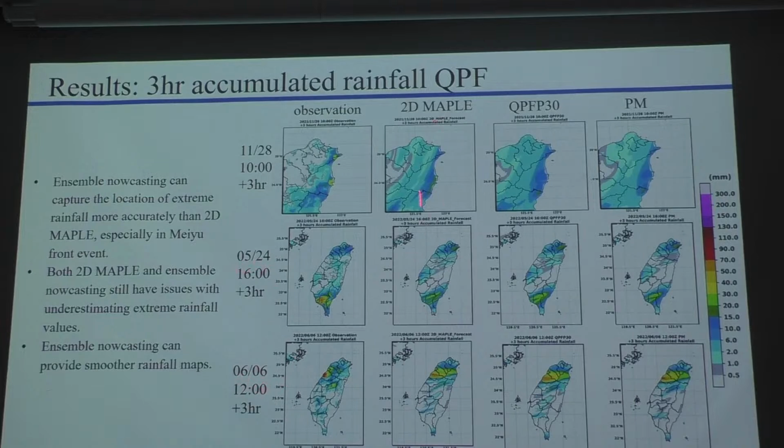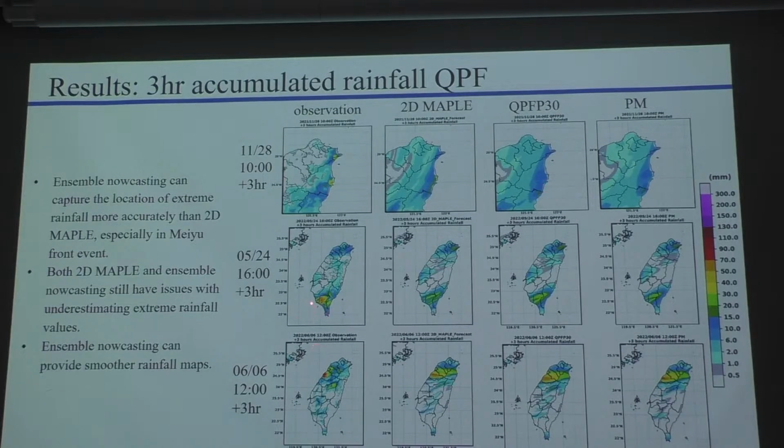Okay, and then the second column just shows the result from single or deterministic nowcasting, which means 2D MAPLE. Compared to that, what we generate with the nowcasting uses the QPF probability product, where we just pick the 30% result, and also the probability matching. You will see that in general, compared to the observations, these three different cases can capture the heavy precipitation a bit better than just 2D MAPLE.